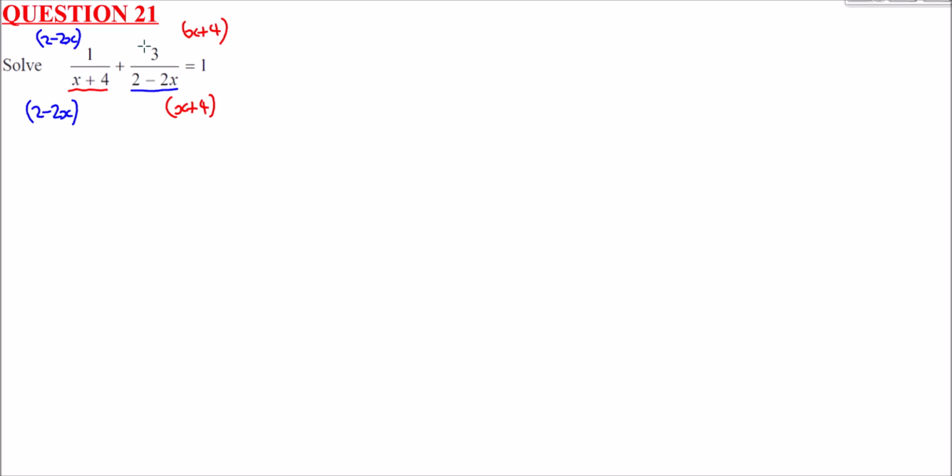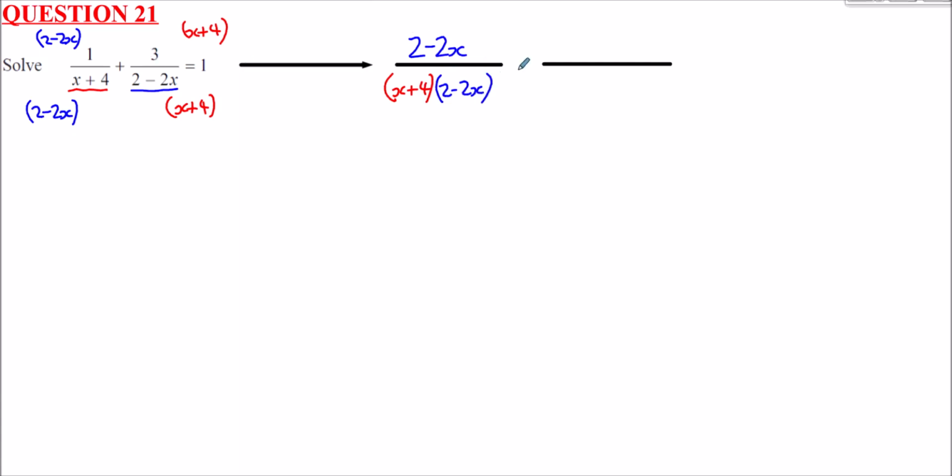So the next step, after performing these operations on the numerator and denominator, the fractions will now look like this. So the top will just be 2 minus 2x for the first one. The numerator will now be x plus 4 multiplied by 2 minus 2x. Then adding this second fraction, that's going to be 3 lots of x plus 4. Again, it's going to be over x plus 4 multiplied by 2 minus 2x, and that, of course, is equaling 1.